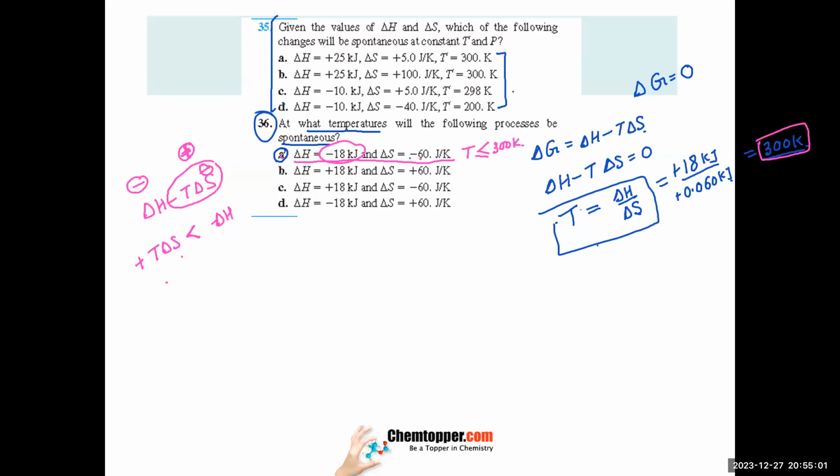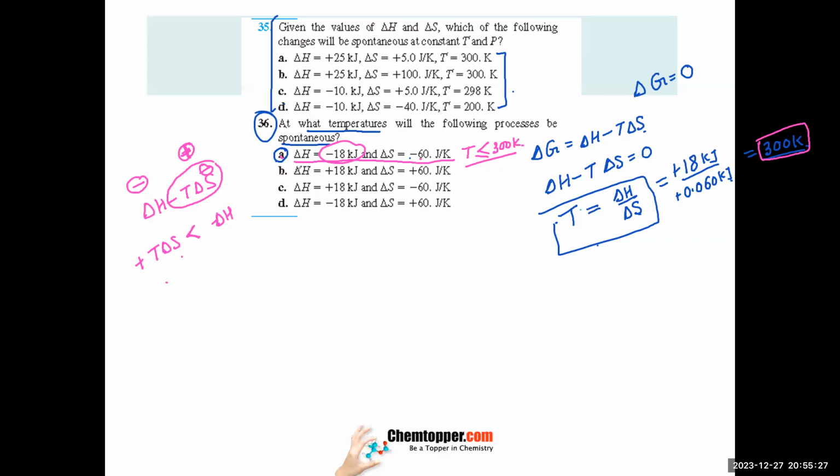Sammy, have you understood this? Why am I writing temperature less than or equal to 300 K? If the temperature is 300 or less than 300, delta G will be negative. Otherwise, delta G will be positive. The way I answered this question, you are going to answer part B.